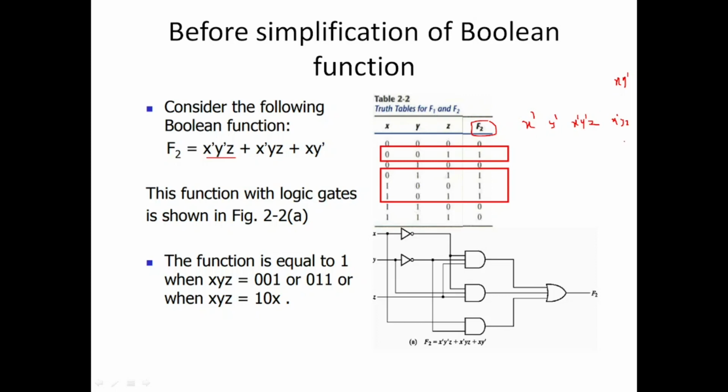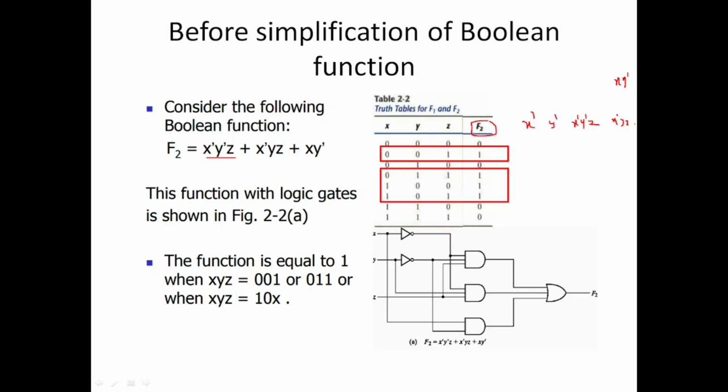After finding these three columns separately, we can perform the OR operation. So these three columns have to be ORed so that we can find f2. So this is the final Boolean function. The values for f2 are here, directly given. How can it be achieved? By finding the intermediate column values: x dash y dash, x dash y dash z, x dash y z and x y dash.